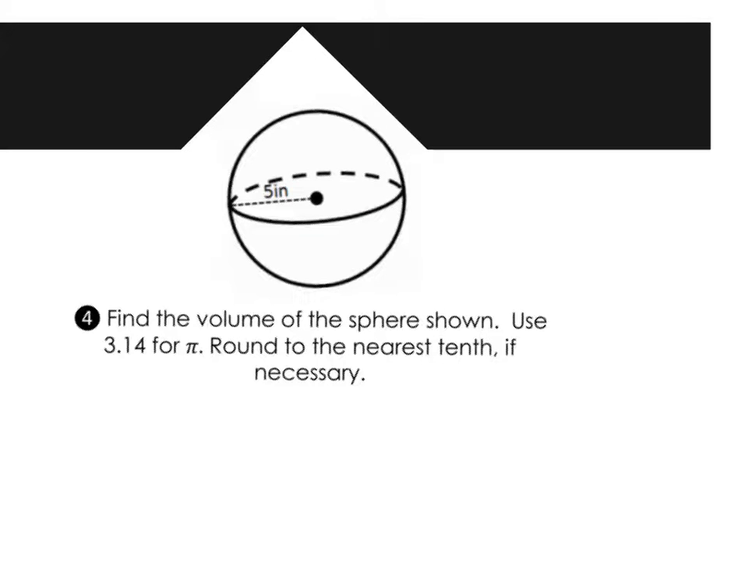And the example problem that we're going to work, we're going to find the volume of the sphere, and we're using 3.14 for pi, and we're going to round to the nearest tenth if necessary. In our picture, we see that we have 5 for the radius. Now I know this is the radius because it goes from the center to the edge, and again you're going to write your formula for volume of a sphere.